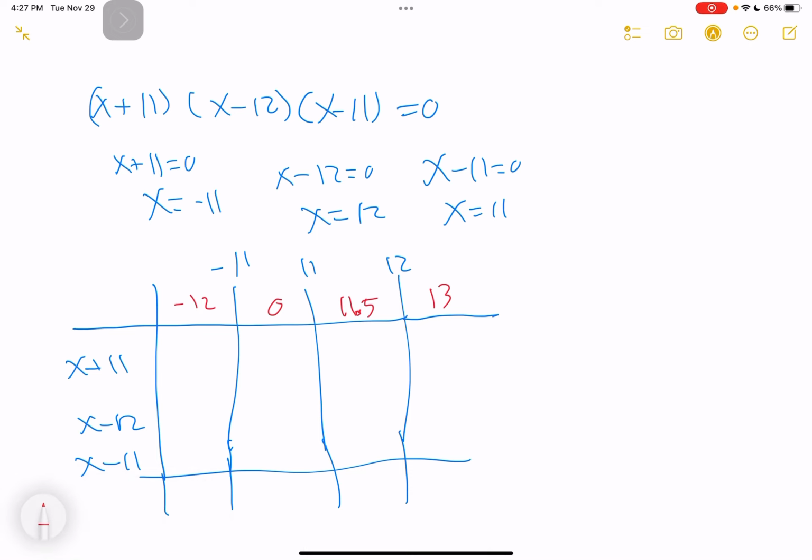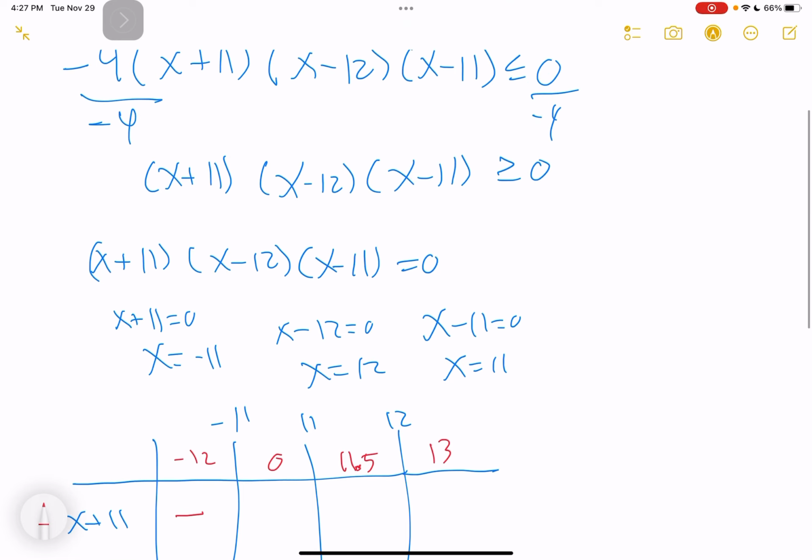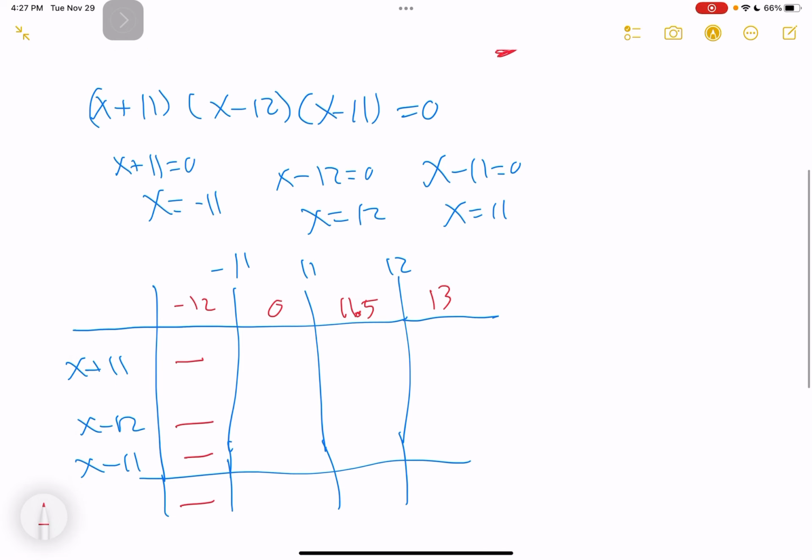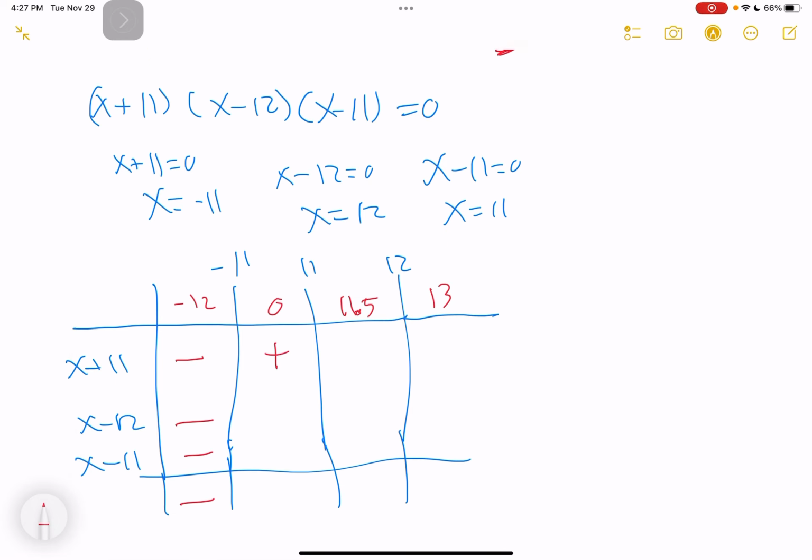So, negative 12 plus 11 is negative. Negative 12 minus 12 is negative. Negative 12 minus 11 is negative. A negative times a negative times a negative is a negative. And again, we're looking for where it's going to be positive because we divided by that negative 4. Put a 0, we get a positive. Put a 0 here, we get a negative and a negative. A positive times a negative times a negative is a positive.